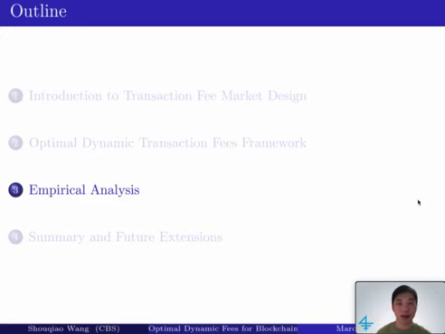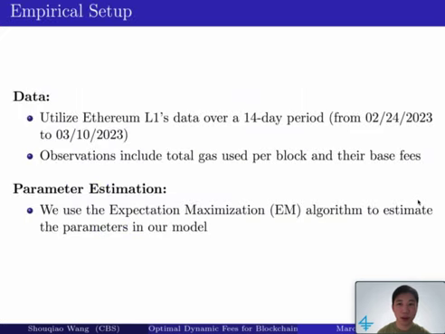Next, let's look at the empirical analysis of our framework. We use a 14-day period of one-dimensional Ethereum layer 1 data and observe the total gas used yk and base fee pk for each block. They are all one dimension. We estimate the parameters in our model by a commonly used algorithm called the EM algorithm.